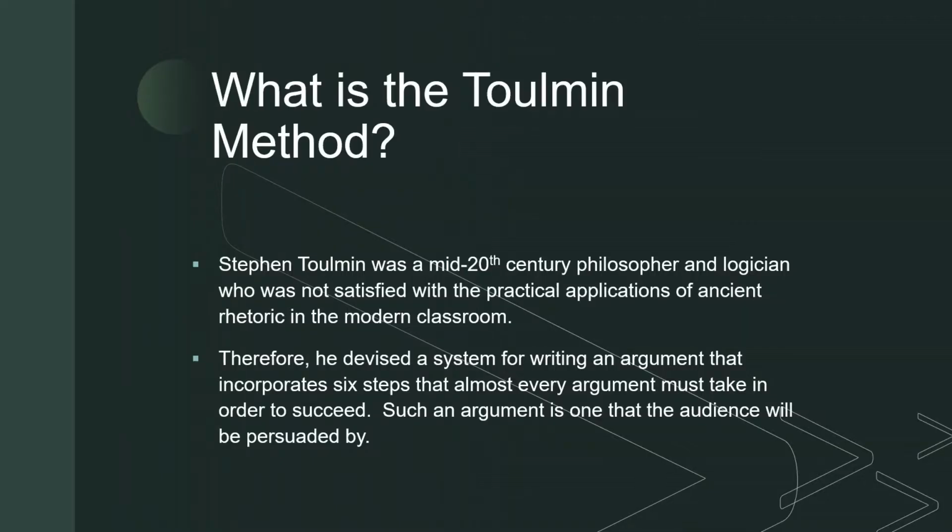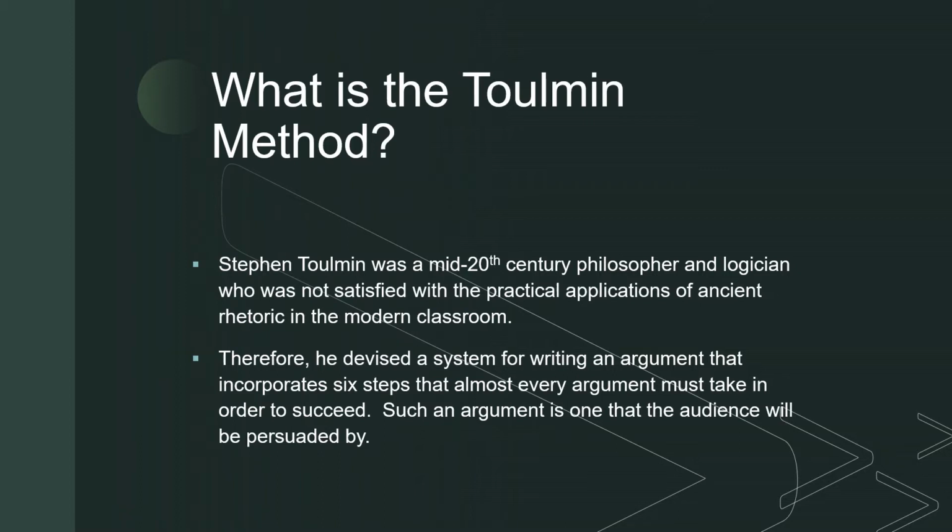So, what is the Toulmin method? Stephen Toulmin was a mid 20th century philosopher and logician who was not satisfied with the practical applications of ancient rhetoric in the modern classroom. Therefore, he devised a system for writing an argument that incorporates 6 steps that almost every argument must take in order to succeed. Such an argument is one that the audience will be persuaded by.